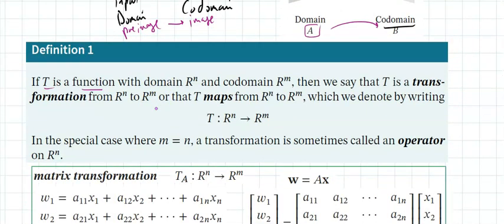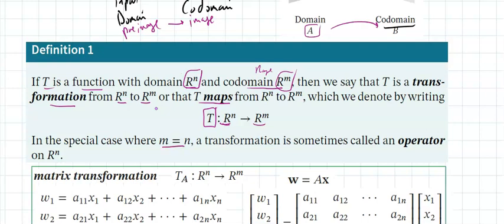We say if T is a function with domain R^n and codomain R^m. So this is the domain, this is the range, so to speak. Then we say T is a transformation from R^n to R^m, or T maps every point in the domain into that range, which we denote by T, for transformation. It takes any vector in R^n and maps it into R^m.